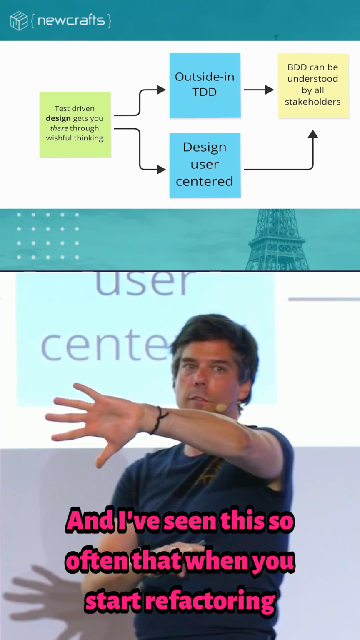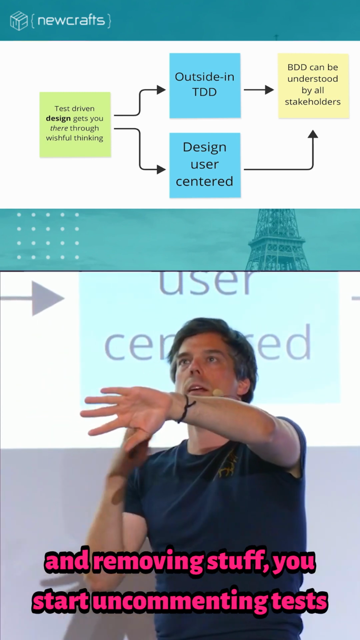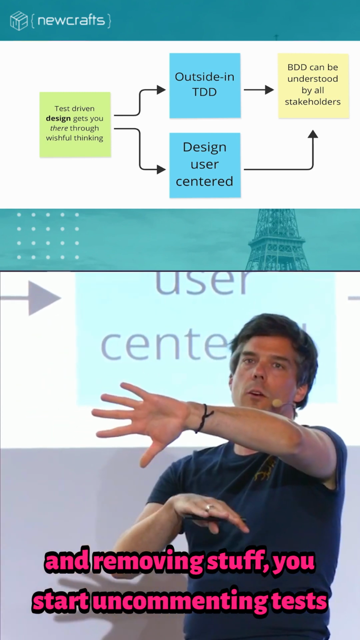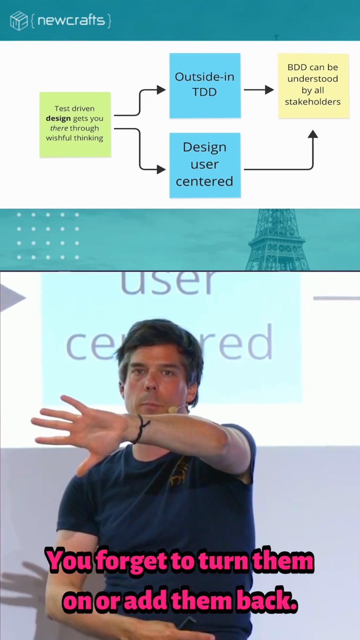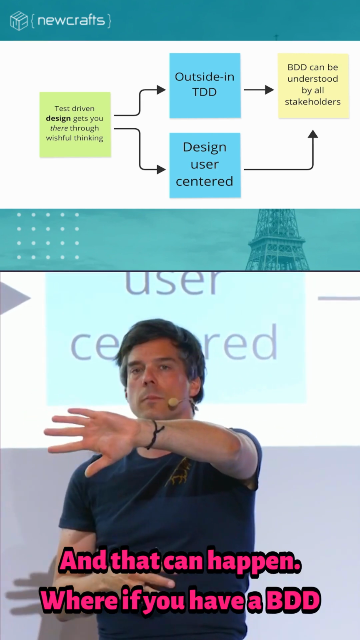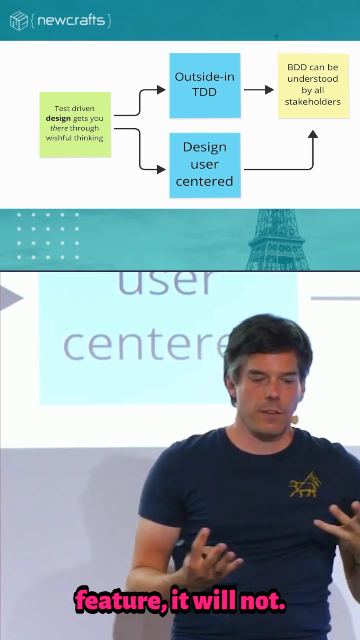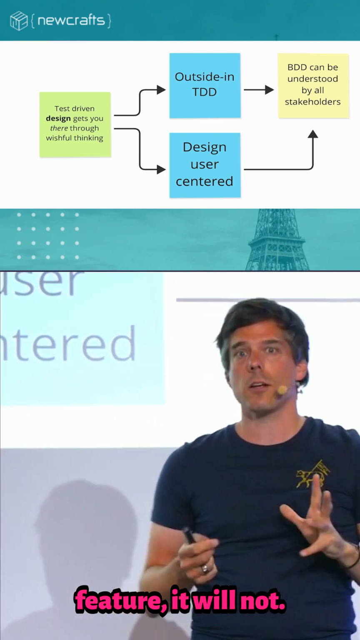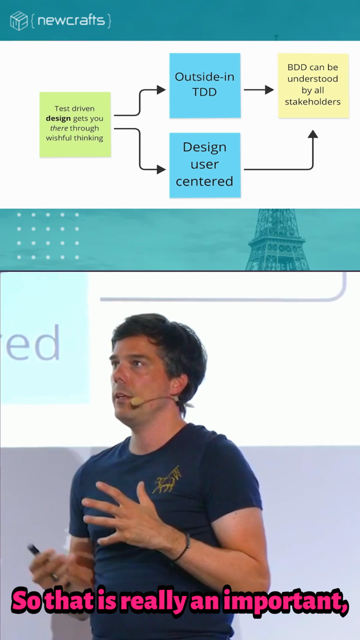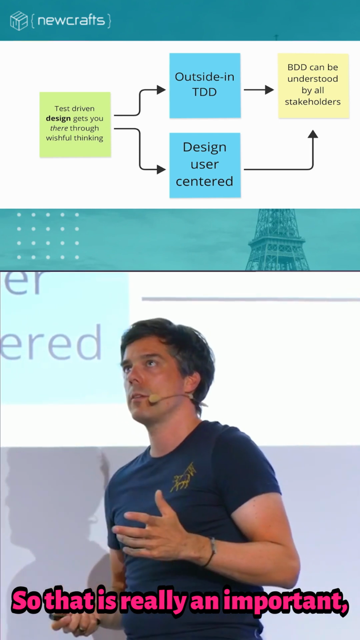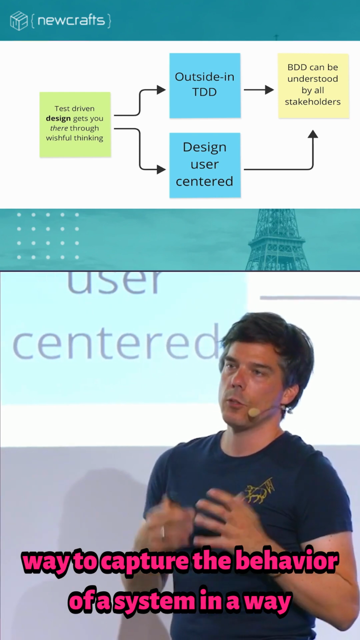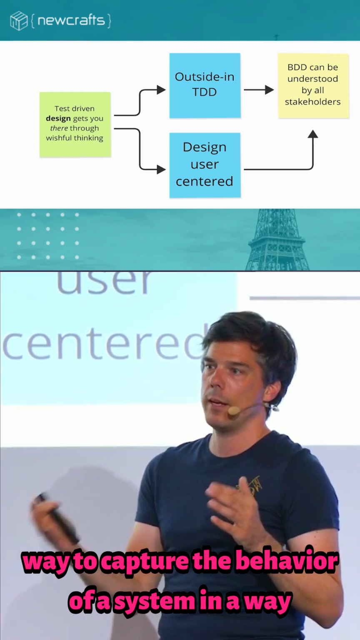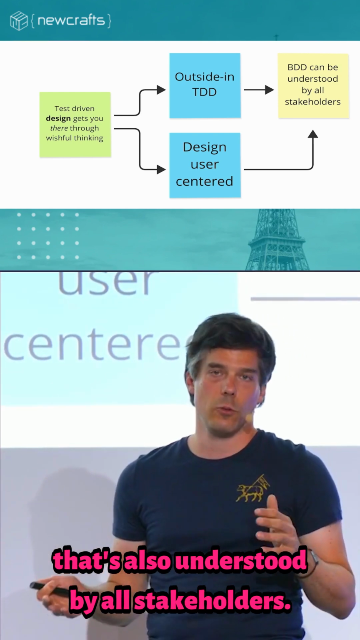And I've seen this so often that when you start refactoring and removing stuff, you start out commenting tests and maybe delete them, maybe move them around. You forget to turn them on or add them back. That can happen, whereas if you have a BDD feature, it will not. So that is really an important way to capture the behavior of a system in a way that's also understood by all stakeholders.